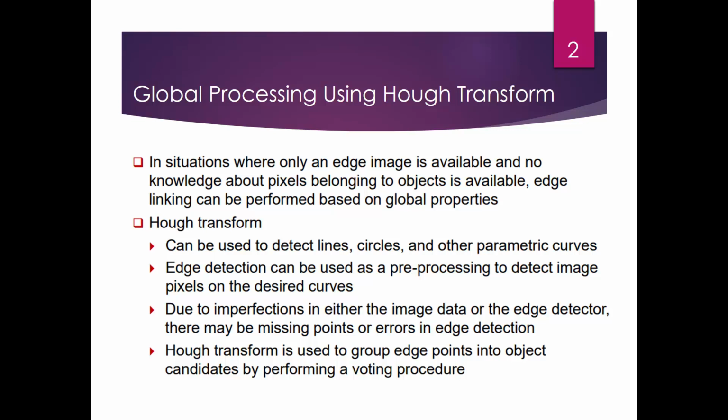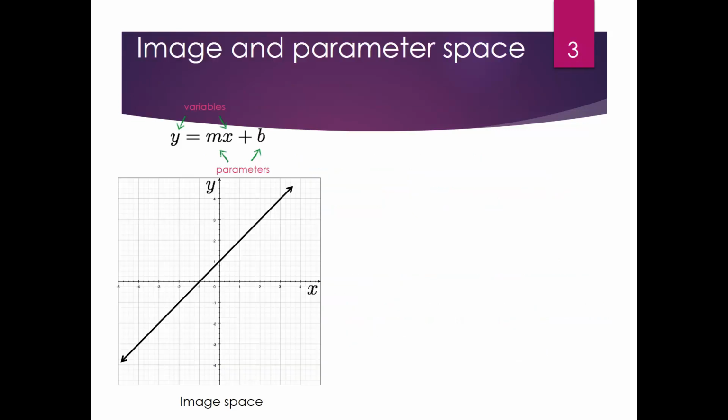So Hough transform can be used to detect lines, circles and other parametric curves. Edge detection can be used as a pre-processing step to detect the image pixels on the desired curve. Due to imperfection in either the image data or the edge detector, there may be missing points or errors in the edge detection. So Hough transform is used to group edge points into object candidates by performing a voting procedure. It is a technique which can be used to isolate features of a particular shape within an image.